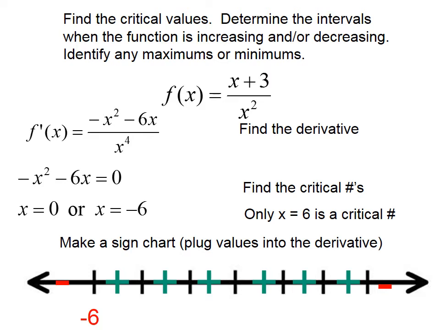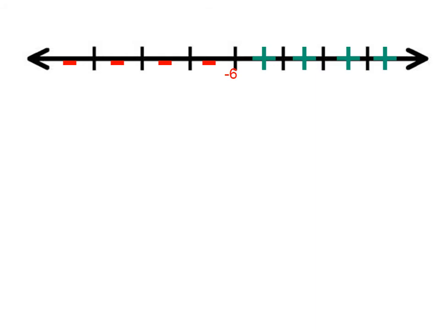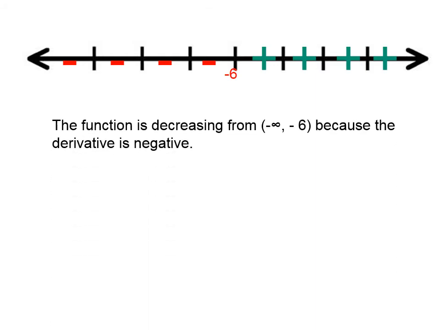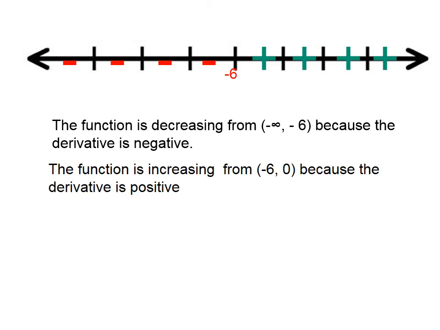So when I want to know what the local minimum is, I look at what's going on at negative 6. So I see the function is decreasing from negative infinity to negative 6. It's increasing from negative 6 to 0, and it's actually increasing from 0 to infinity.